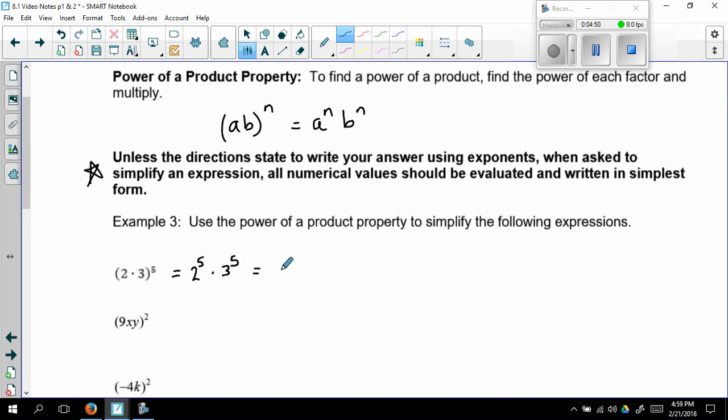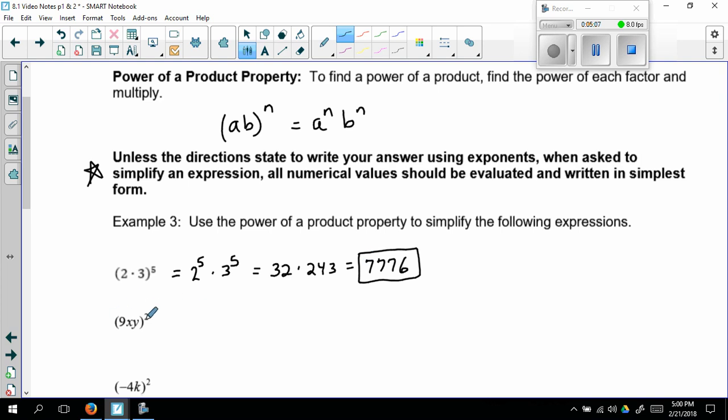Then 2 to the 5th, I'm going to evaluate that, so that's 32. 3 to the 5th is 243. And if I multiply those, I get 7,776. Okay, so that's what that would simplify to.